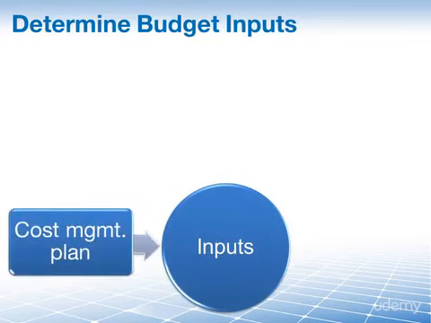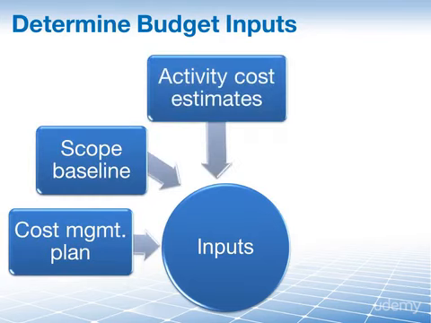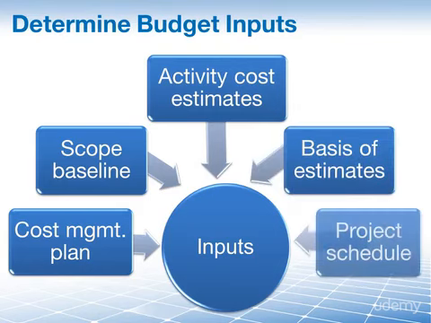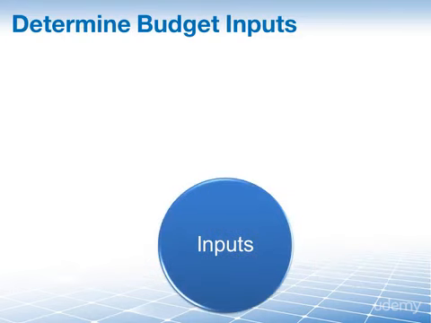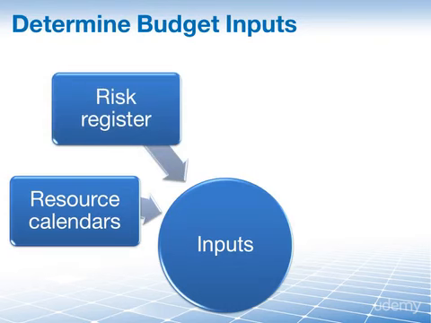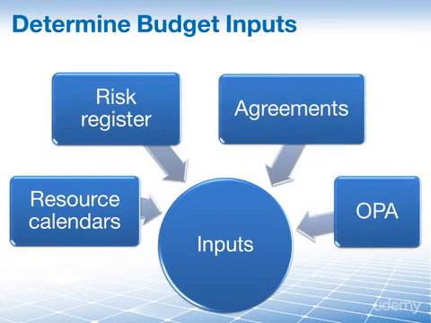They are the cost management plan, the scope baseline, the activity cost estimates, the basis of estimates, the project schedule, moving on to the resource calendars, the risk registers, agreements, and finally organizational process assets.